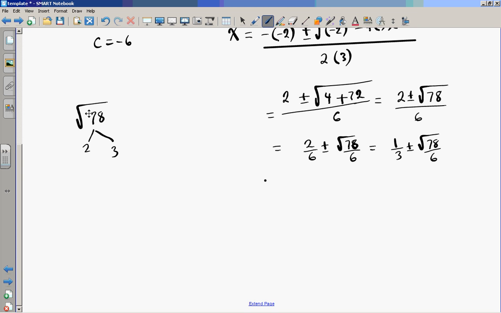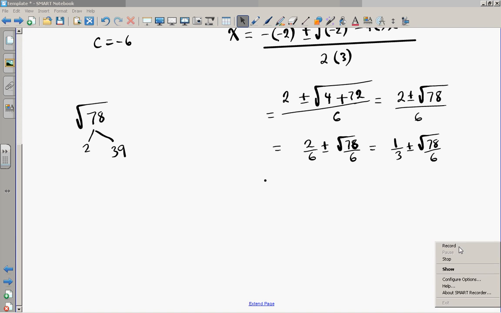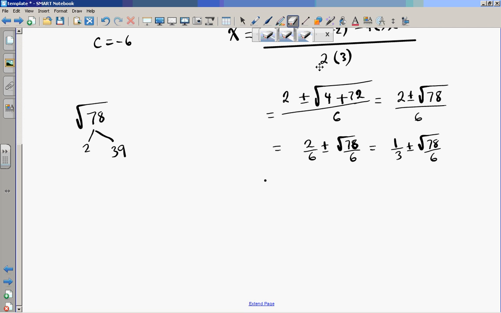So 2 goes here, 3, 39. And then, okay, hold on, I made a mistake somewhere here. Sorry about this. 72 plus 4 is not 78. 72 plus 4 is 76. I knew something was wrong. 76. Okay, so that's what I'm going to use. Alright, so 4 plus 72 is 76.